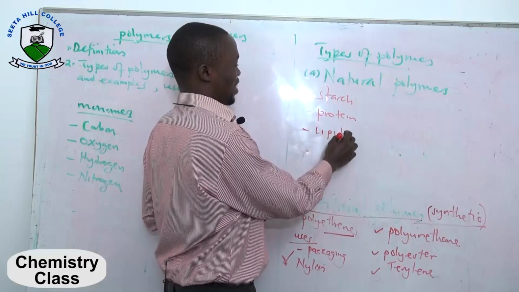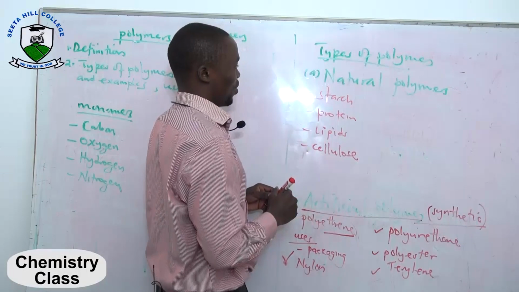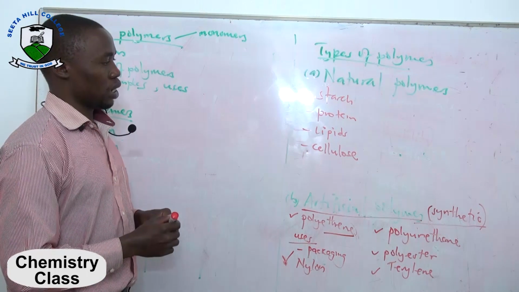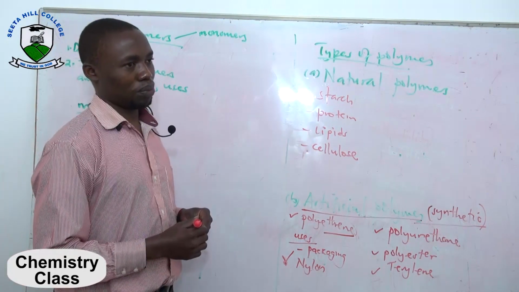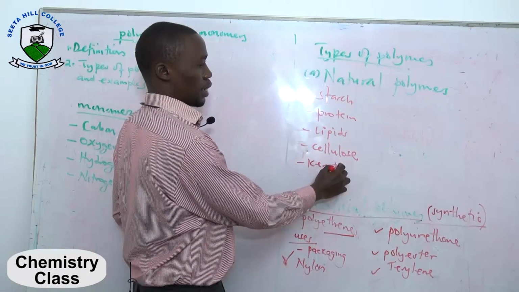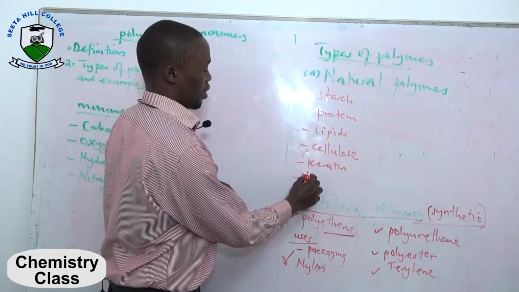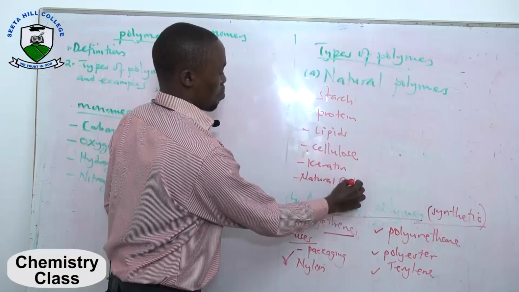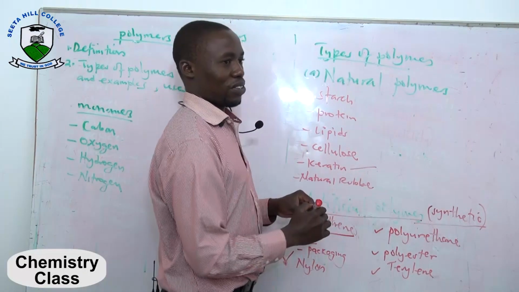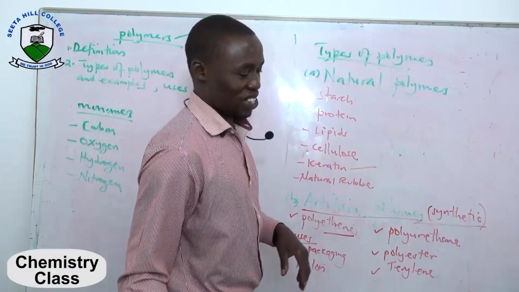Lipids. We have the so-called cellulose. What is cellulose? Cellulose is very, very important. And you have one on your body called keratin. What about natural rubber? Natural rubber, yes. Now, scanning through the uses here, keratin makes what on your bodies? Fingernails and hair. Thank you.